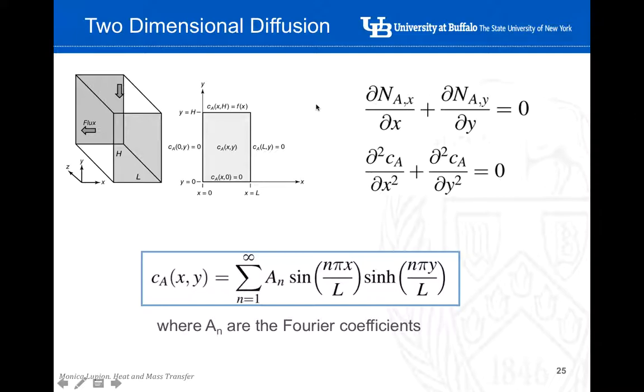If we get the first equation of the general equation and we apply steady state conditions and no chemical reaction, and on the other hand we have the Fick rate equation and we apply the same concepts, then these are the two equations that we need to combine and solve, applying the boundary conditions expressed here in this diagram. This will be the solution of the equations, where this parameter here, an, are the Fourier coefficients.